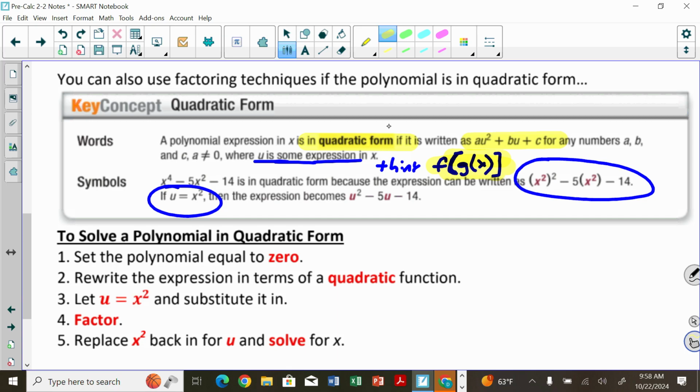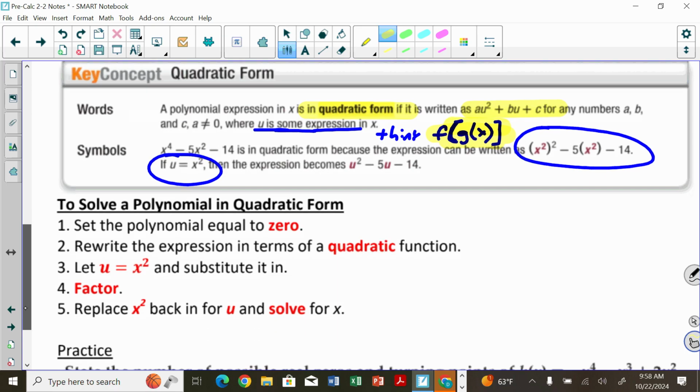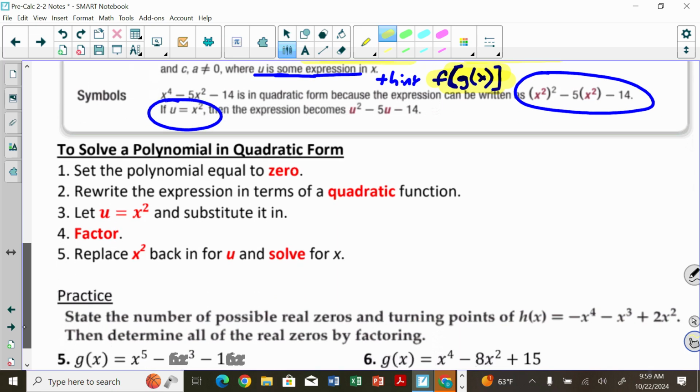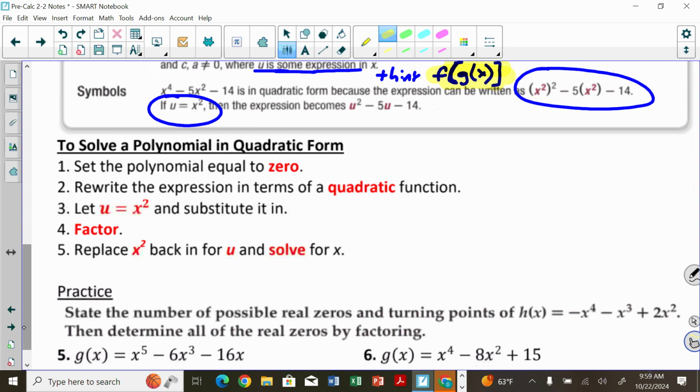So let's do just that. Okay, so let's show you the step-by-step process on how to do it, and then we'll work on it. Okay, so set the polynomial equal to 0. That should be our first step. Set this equal to 0. Okay, then rewrite the expression in terms of a quadratic function. So we want it in quadratic form. Okay, now we're going to substitute some things in. Here we're going to say let u equal x squared. Then we can go ahead and factor.